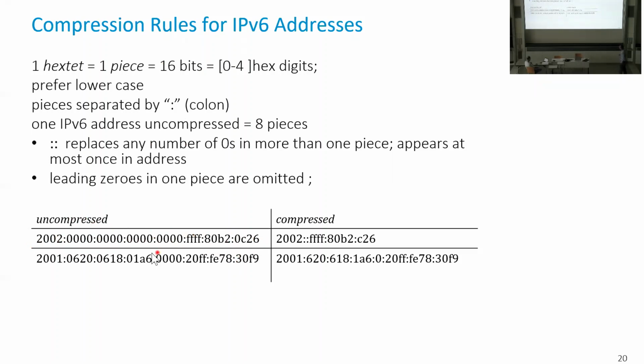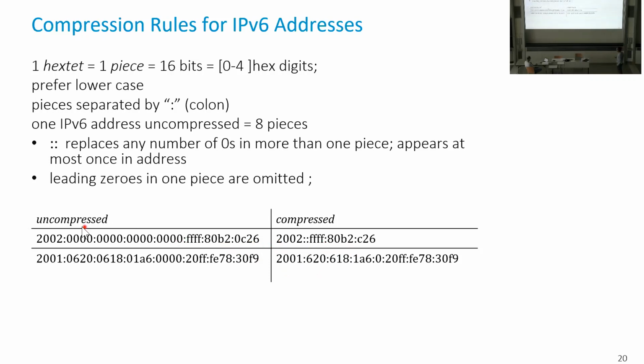And then, if the address has many zeros, we can compress it by applying 2 rules. Leading zeros in one piece are omitted. We see that here. For example, I have 0620, and then we display it as 620, which is what I displayed in the previous slide. So in fact, when I say 620, it's a piece of 4 hex digits, not 3. There is a hidden 0.